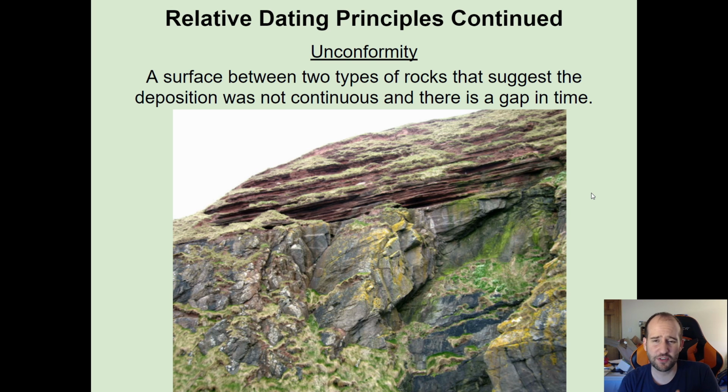Unconformity. So this picture is actually a true unconformity. It's a surface between two rocks that suggests that the deposition was not continuous and there was a gap in time. If you looked at this picture, you'd be like, okay, well, the gap in time is probably between the two different types of rocks. It's right here.